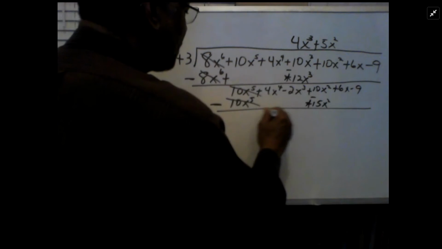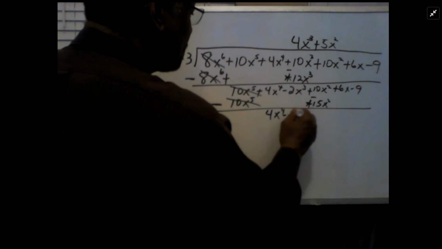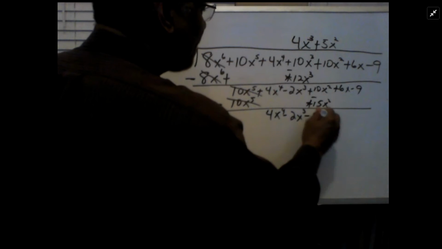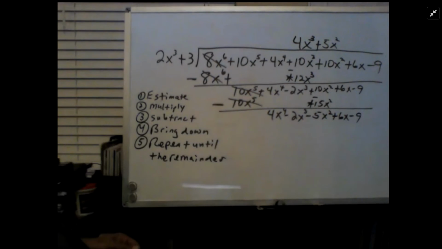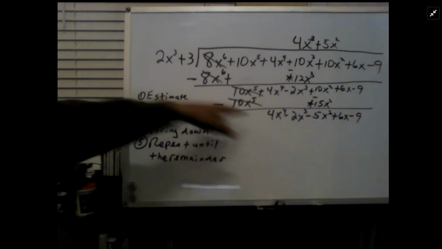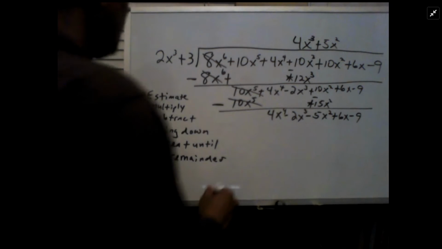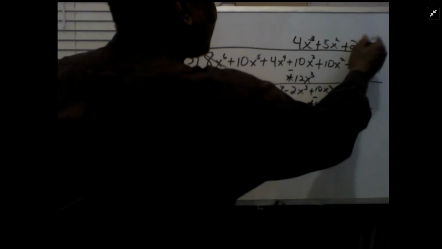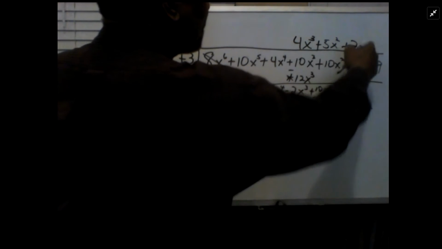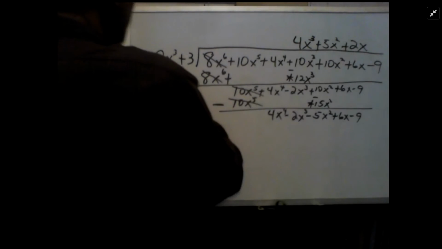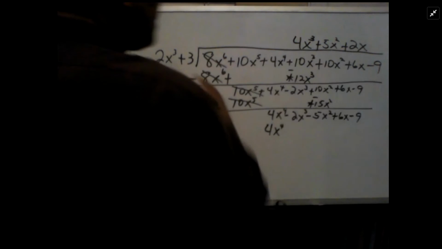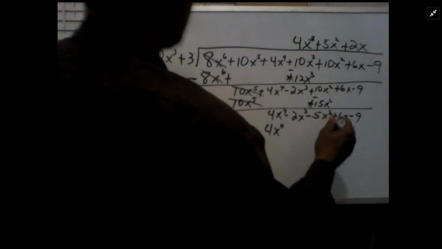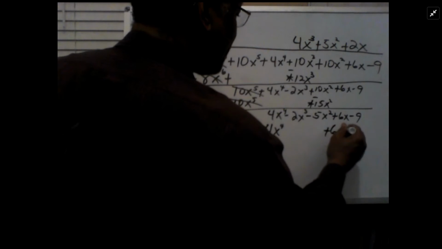Bring down, in this case, means 4x to the 4th minus 2x to the 3rd minus 5x to the 2nd plus 6x minus 9. Repeat again. Keep going until we can't go any farther. What makes 2x to the 3rd 4x to the 4th is a 2x. Makes sense. X to the 3rd, x to the 2nd, x to the 1st. 2x times 2x to the 3rd is 4x to the 4th. 2x times 3 is 6x. Right, way over here. Plus 6x.